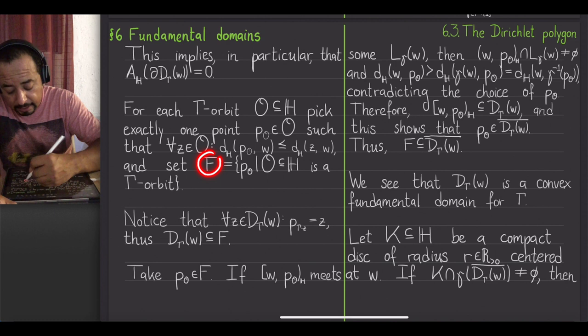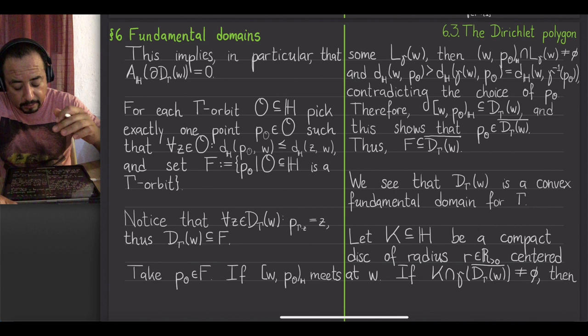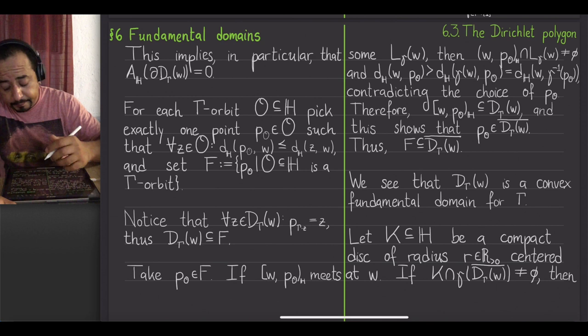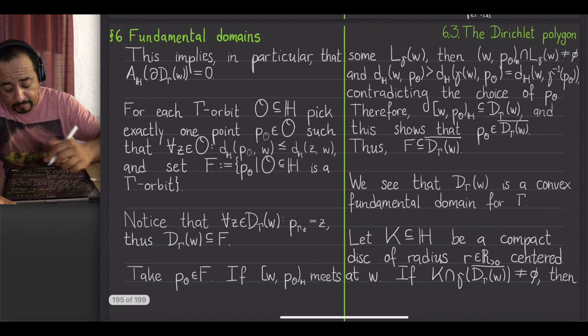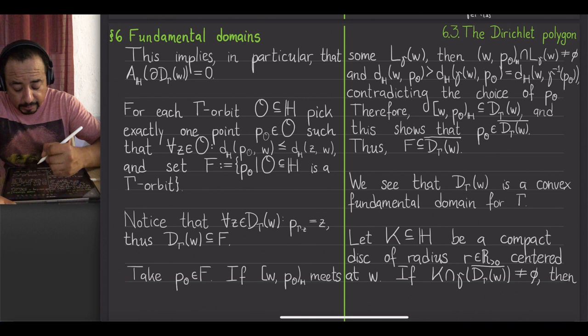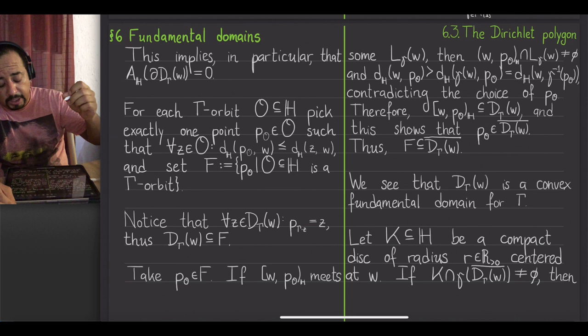So it's only natural that this is our set, right? If you just think about the way the Dirichlet polygon is defined, those are the points that are closer to W than to the other points in the orbit of W. Okay, so this is our set, the set of all these P_O. And the first thing to note is that, precisely as I just said, the way we define the Dirichlet polygon is that for any of its points, the distance from that point to W is strictly less than the distance from that point to any point in the orbit of W different from W, right?